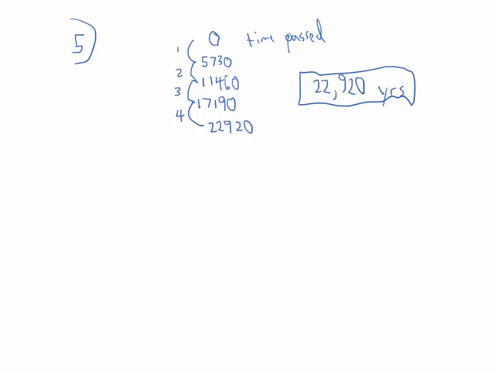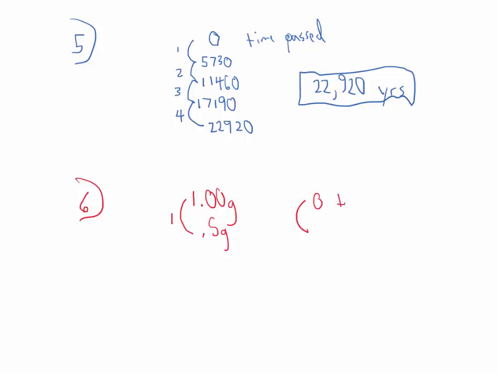Okay, to number 6. Number 6 states a rock that originally had a mass of 1 gram of uranium-238 now has only 0.5 grams. How old is the rock if the half-life of uranium-238 is 4.5 billion years? So if we've gone from 1 gram of uranium down to 0.5 grams of uranium, then we've cut this amount in half. So 1 half-life has occurred.